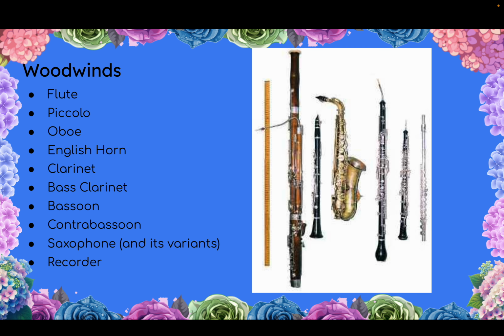And then you have the saxophone, which is technically made out of metal, so it should be a brass, but it's more of a woodwind because it has a reed. And then you have the recorder, which is basically like a clarinet but smaller.